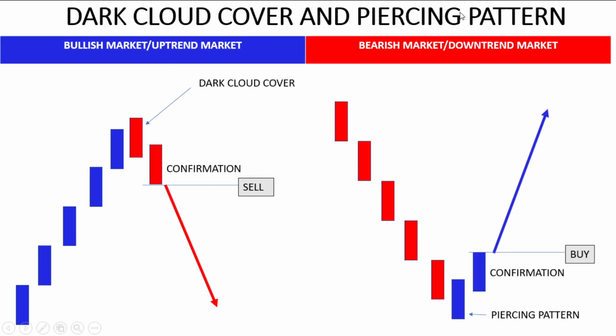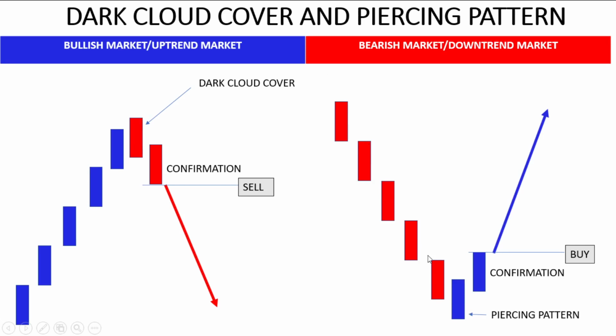Dark cloud cover and piercing pattern. On a bullish market, you want to see this candle being formed. By dark cloud cover, this means that it's bad luck. It was a bullish market, but being covered with a bearish candle. So you need to see this type of candle being formed and wait for confirmation, then you can sell your market. On a bearish market, we call it a piercing pattern.